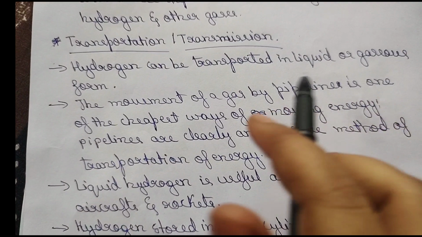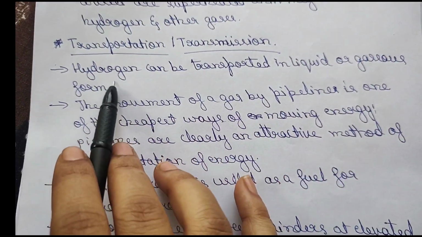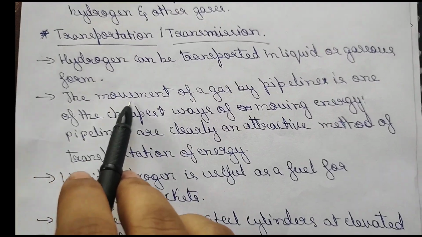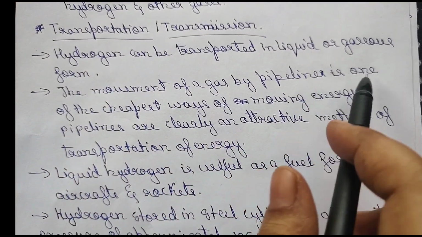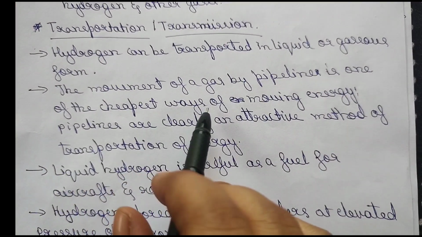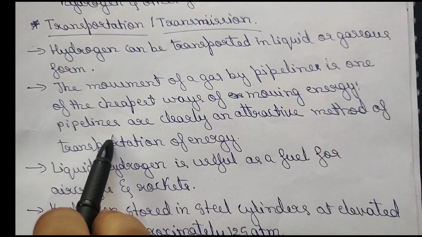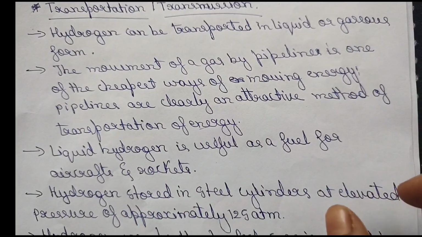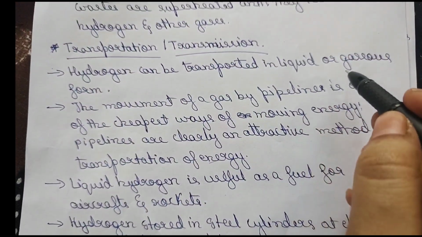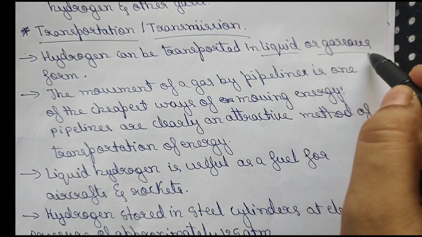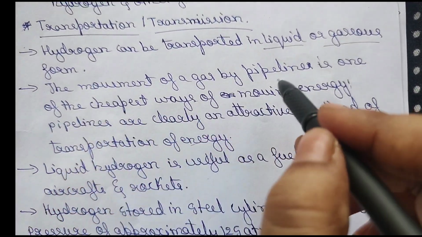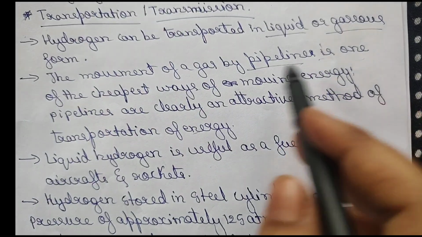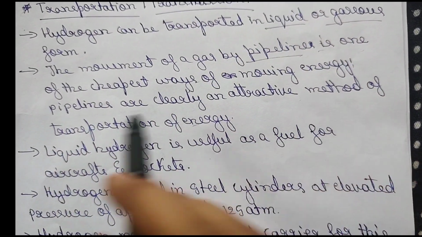Next is the transportation and transmission. Hydrogen can be transported in liquid or gaseous form. The movement of a gas by pipeline is one of the cheapest ways of moving energy. Pipelines are clearly an attractive method of transportation of energy. So it can be transported either in liquid or gaseous form, and the cheapest method is through the pipeline.